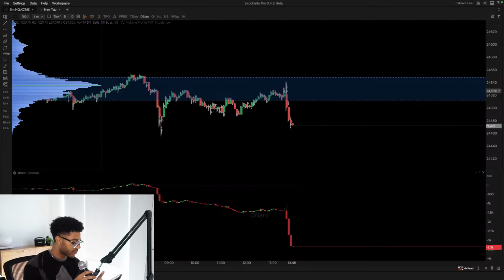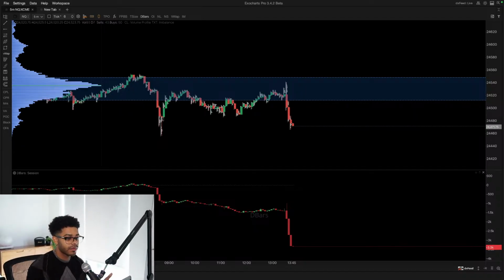Yo, what's going on, Vermin? Are you using NinjaTrader? No, I'm using ExoCharts right now. So this is an order flow footprint chart software.